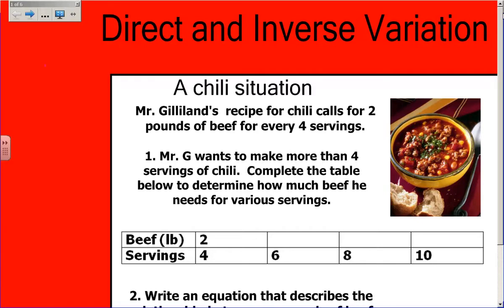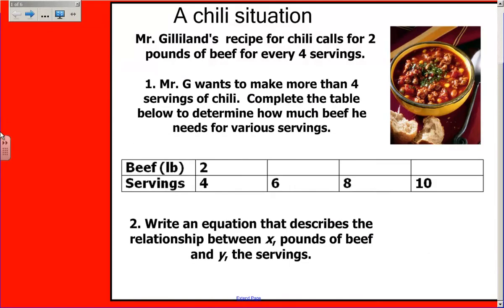So a chili situation, we are dealing with Mr. Gilliland's recipe for chili, which calls for 2 pounds of beef for every 4 servings. Number 1, Mr. G wants to make more than 4 servings of chili. We're going to complete this table to determine how much beef he needs for various servings.